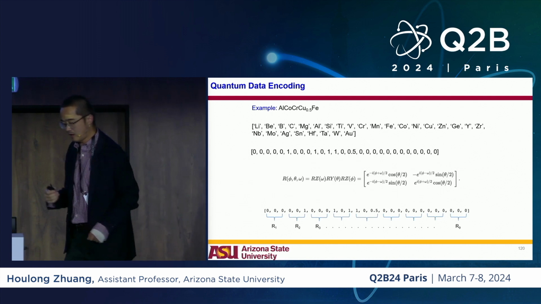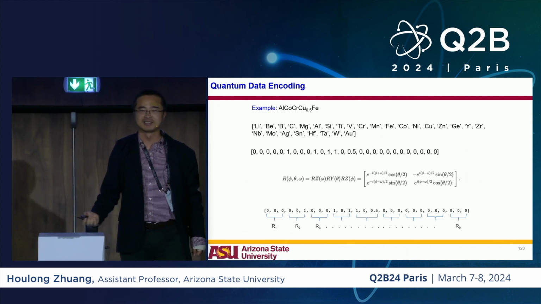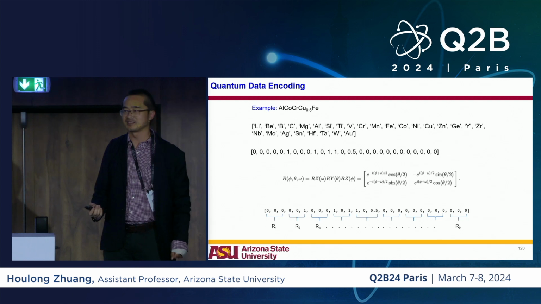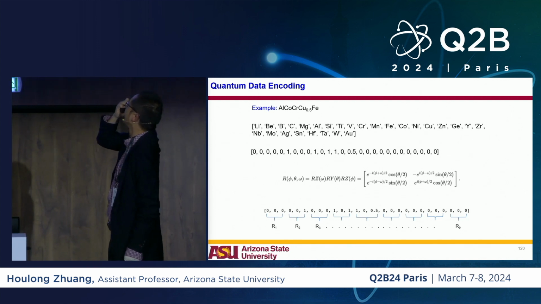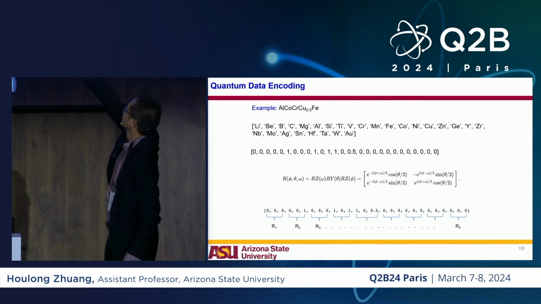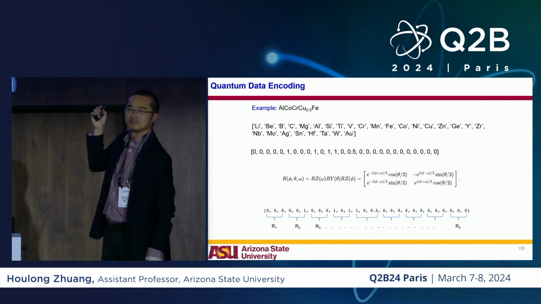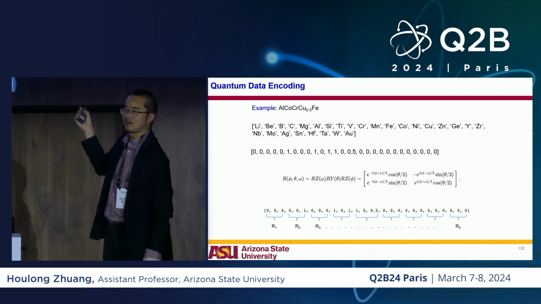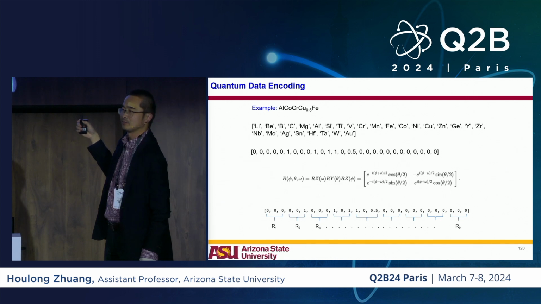Okay. So first of all, how to represent chemical formulas in a quantum circuit. Here is one of the encoding schemes. You have chemical formulas. For example, this compound has 5 elements, and 4 of them have the same molar ratio, and 1 of them is half of the other 4 elements.